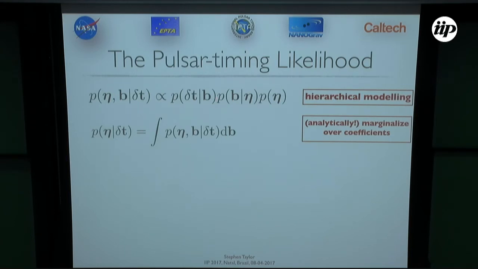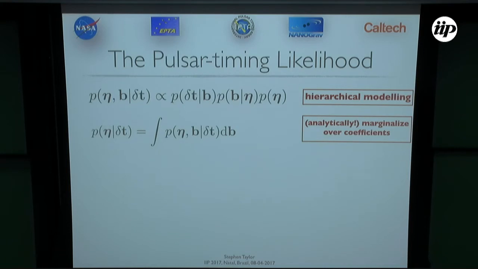So you build up your hierarchical model: the probability of the data given the initial Fourier coefficients, multiplied by the probability of those Fourier coefficients given some parameterization of the variance, and then the probability of the parameters which appear in your variance, things like the amplitude of the gravitational wave background or the amplitude of red noise.